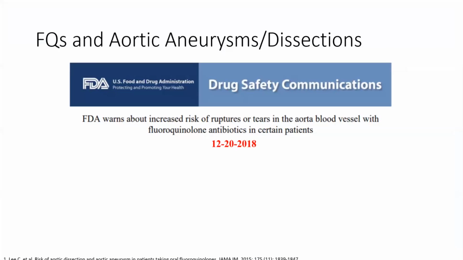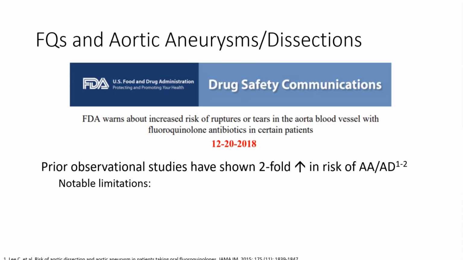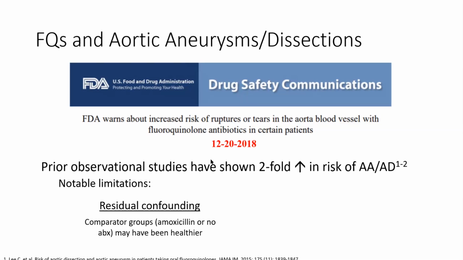So let's talk a little bit about the risk of fluoroquinolones with aortic aneurysm and dissections. At the end of 2018, the FDA put out a warning label that fluoroquinolones increase the risk of dissection in certain patients. This was largely based on prior observational studies that showed a twofold increase in the risk of aortic aneurysm or dissection. However, there were some notable limitations in these studies.